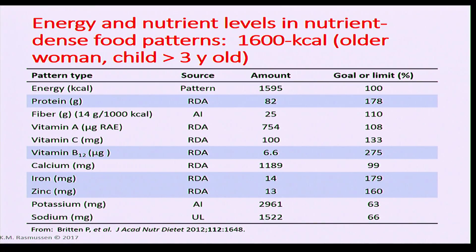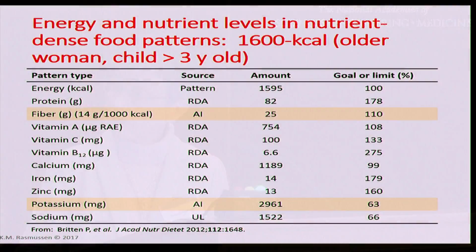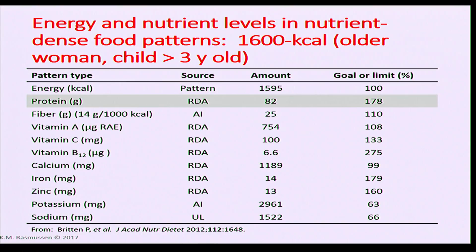These are nutrients down the side, and the amount that's in the food pattern: it's 178% of the RDA for protein, 275% for B12, and 160% or 179% for iron and zinc. Now that's way above what 100% of the population needs. So that's a challenge to meet from a typical American intake. For two nutrients with an AI, fiber and potassium, you can see they have very different proportions of the AI that are provided. So now I want to come just to protein.